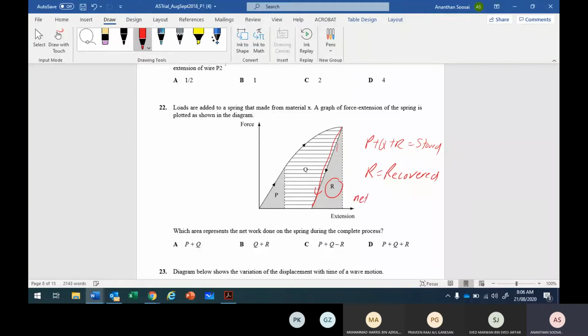So what is the net work? Net means the difference, right? You start with PQR, you recover R. So what is the net? The difference, P plus Q. It's your net work done. In other words, the energy trapped has another name called net work. So the answer should be P plus Q, A.